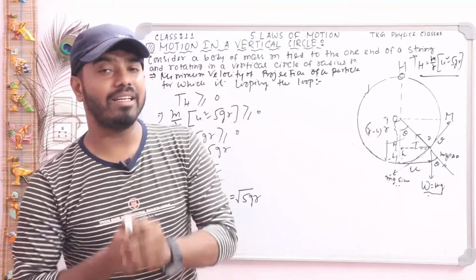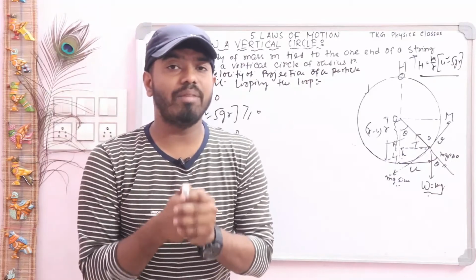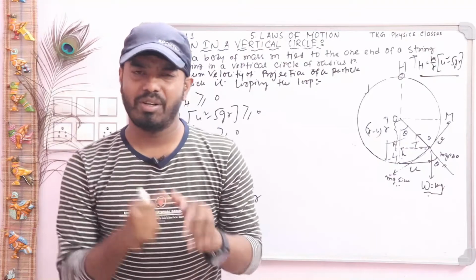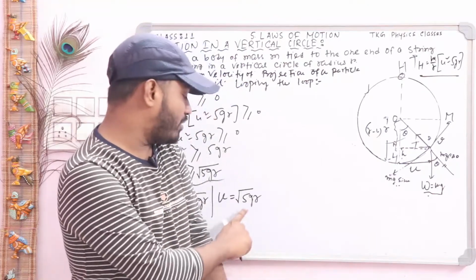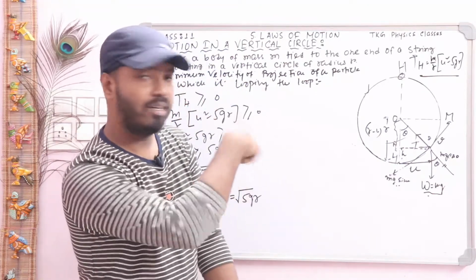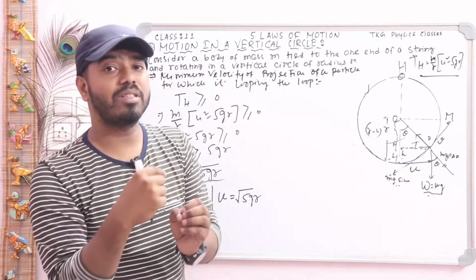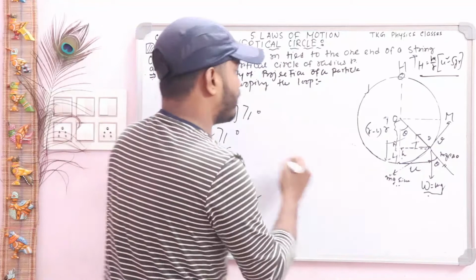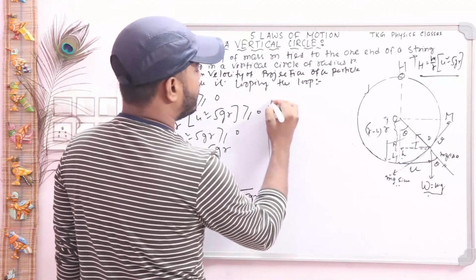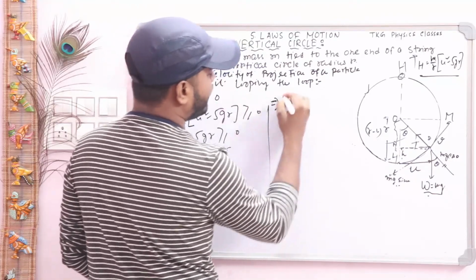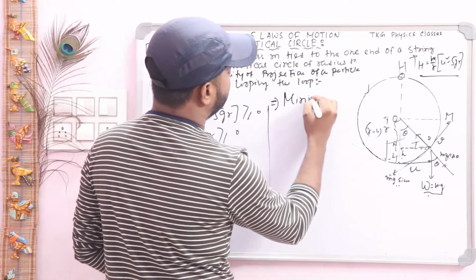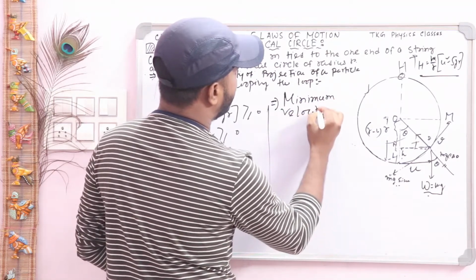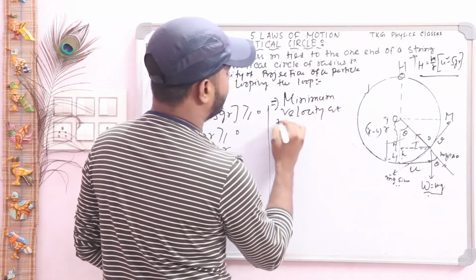Okay, now another condition: what is the minimum velocity at the highest point? You already found the minimum velocity for which the body completes this path. Now you have to find the minimum velocity at the highest point, at the top. So you just use the formula of velocity. Next topic, that is minimum velocity at the top.